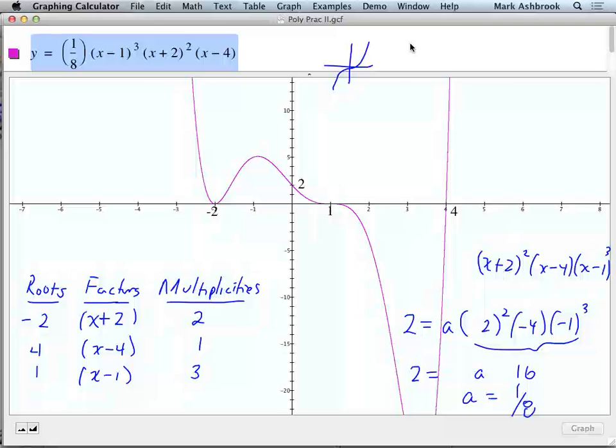And why did we put 0 in here? Because what is this point right here? Oh, alright, perfect. X equals 0, y equals 2. So that's what we need this polynomial to output: 2 when we put 0 in.